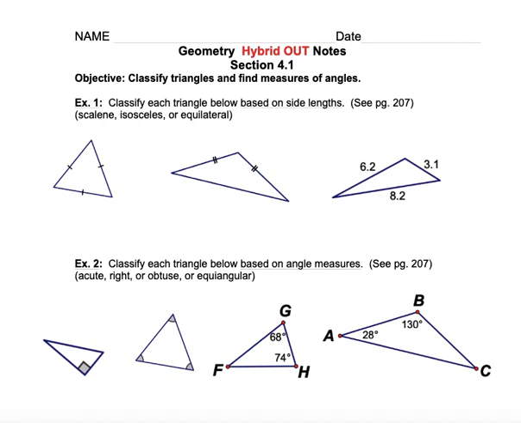Hello, geometry students. This is Mrs. Raposa. This is your 4.1 Hybrid Out lesson, and we are going to classify triangles and find measures of angles.